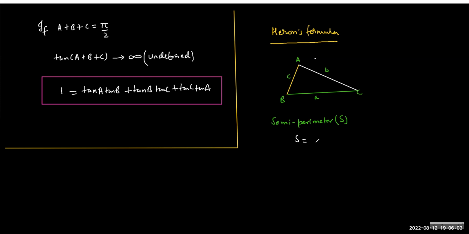So what is the S value, guys? S is (A plus B plus C) by 2. Very good. You guys know. It's half of the perimeter of the triangle. All right. What is the area of the triangle which Heron gave? Square root of S into (S minus A) into (S minus B) into (S minus C). Very good.